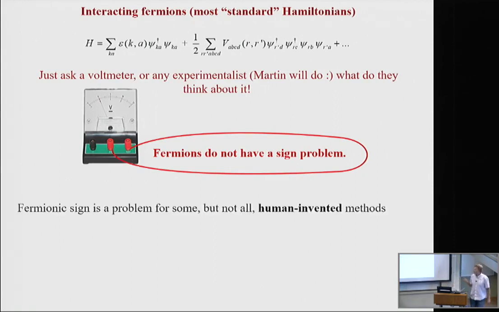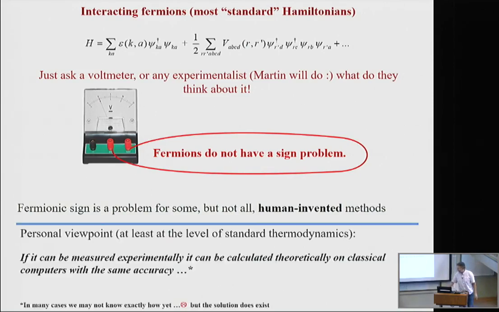Whenever you say there is some fermionic sign problem, it's not that fermions have a sign problem. There's a fermionic sign problem. It does exist, but it's human invented, and it depends only on the method. Yes, you can do things in such a way that you have a sign problem, but you can do things another way when there is no problem. This is my conviction, and I'll try to slowly prove it: my personal point of view is that at least at the level of standard thermodynamics, because we have a much smaller pool of examples for dynamics, if you can measure it experimentally, we can do the same accuracy for the same system on a classical computer. You probably still remember Obama. He was saying, yes, we can, but.